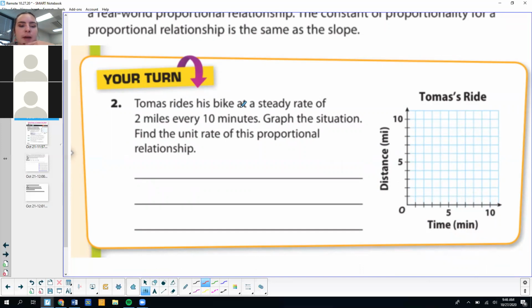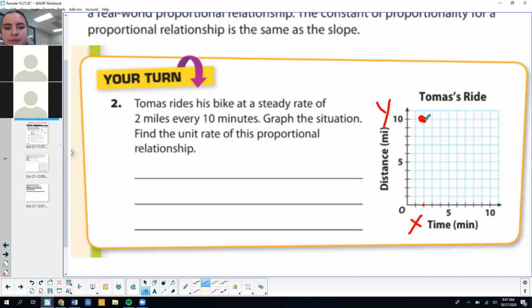So Thomas rides his bike at a steady rate of 2 miles every 10 minutes. Graph the situation. So I'm going to write x-axis, y-axis. So he rides 2 miles, so 1, 2, every 10 minutes. So 2 miles every 10 minutes. Graph the situation, find the unit rate of this proportional relationship.